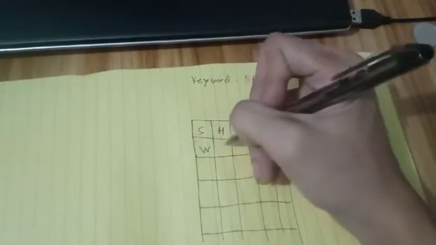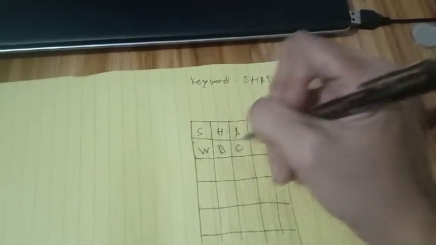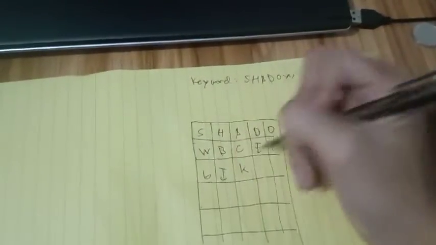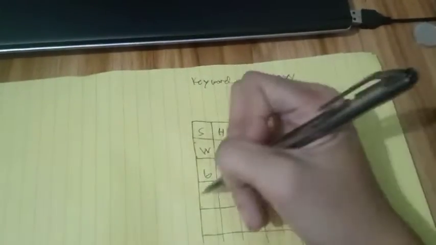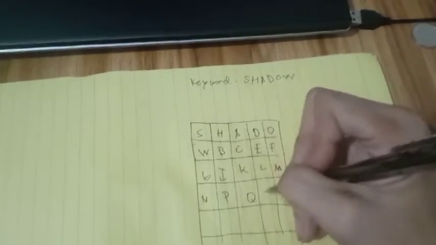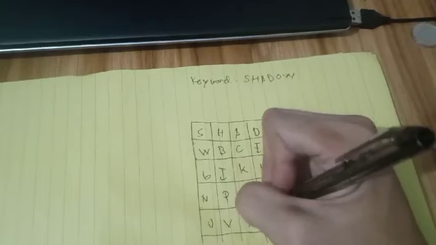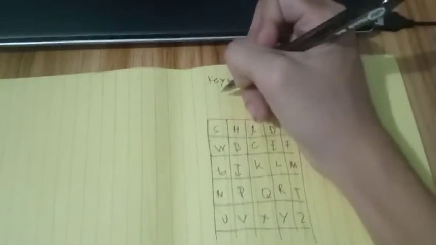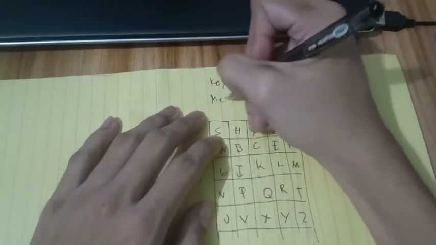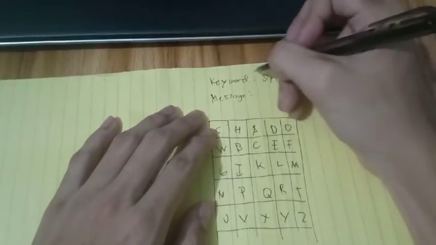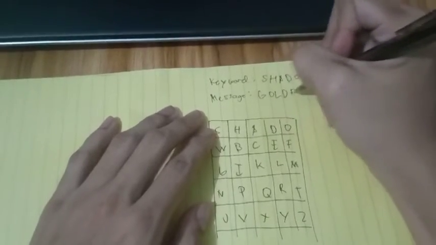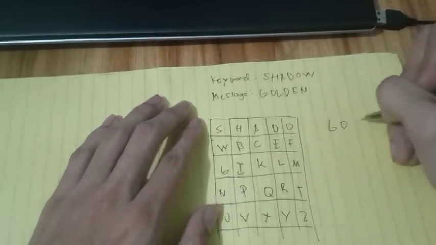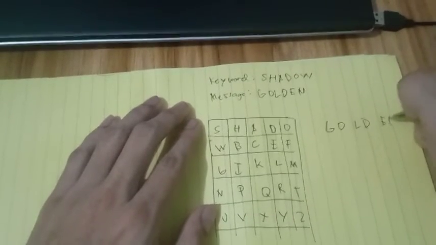Then B, C, E, F, G, I, K, L, M, N, P, Q, R, T, U, V, X, Y, Z. Next is that we have to decide what message we want to encrypt. My message is golden. So GO, LD, EN.